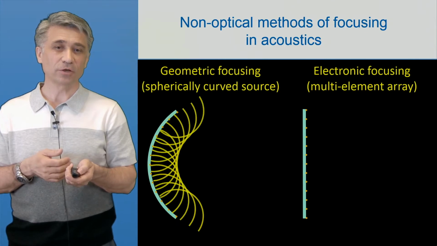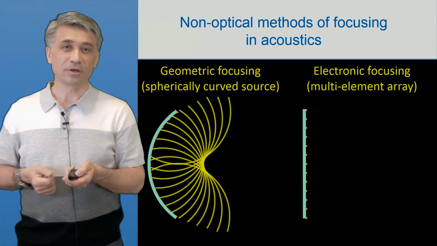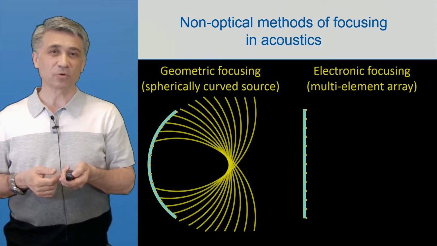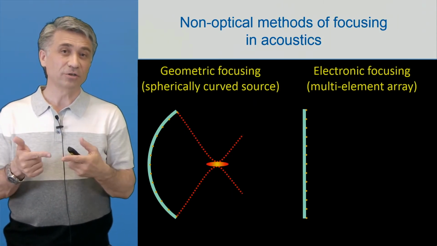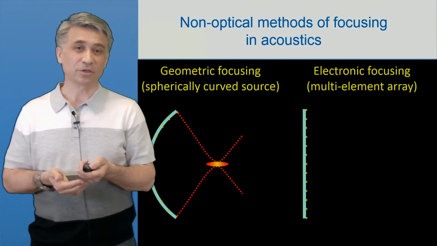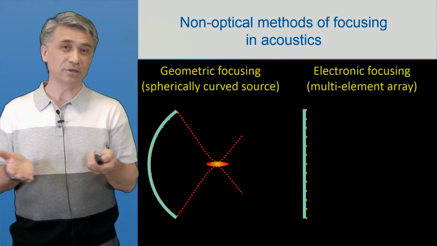Indeed, if you look at how the elementary waves from the surface elements would propagate, you can see that they converge to the center of curvature. And now you have focusing. You have high intensity at the center of curvature.